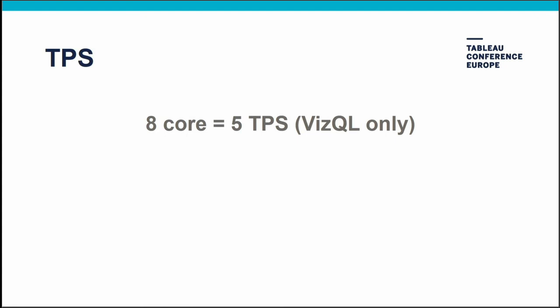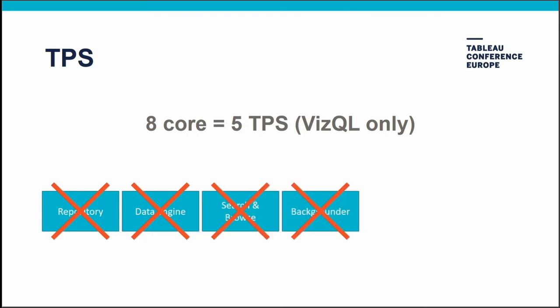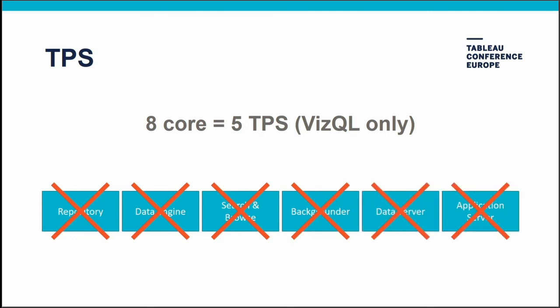So if you imagine you have your server completely dedicated to VisQL processes, this means you should not include repository actions, no data engine activity, so the workbooks need to be live. Search and browse should not be happening right now. No background activities, which is a fairly rare situation. No data server, no application server. So we already see everything we exclude for this 5 TPS needs to actually be considered, so in practice we are a bit lower than this.